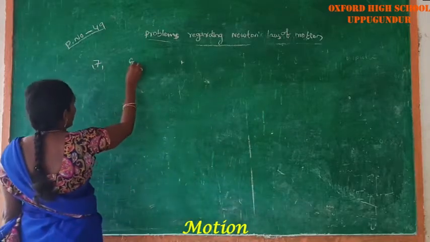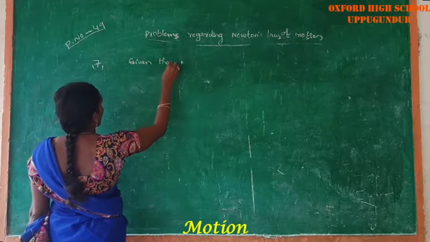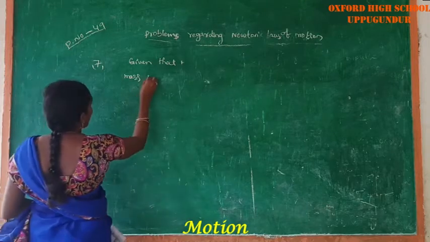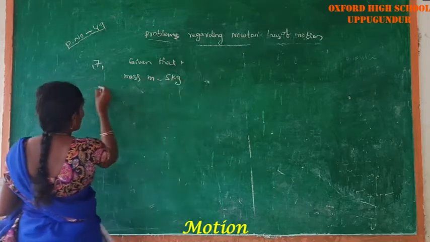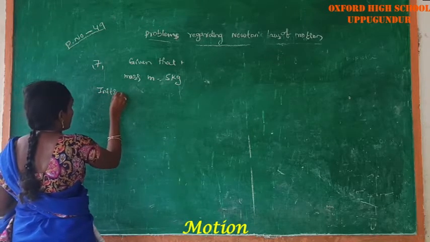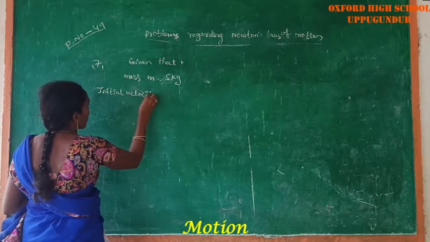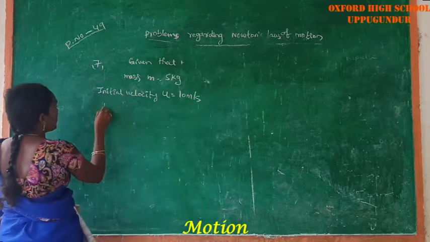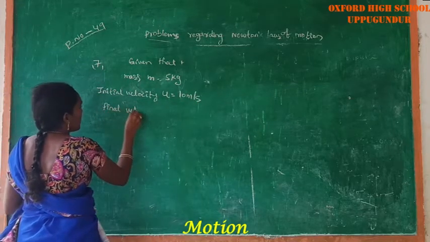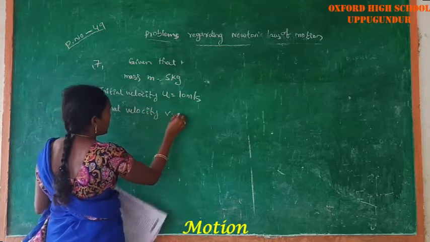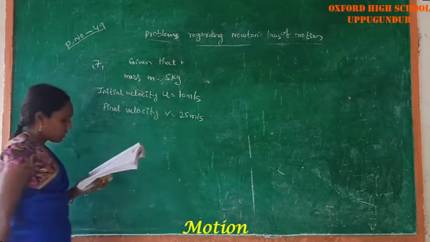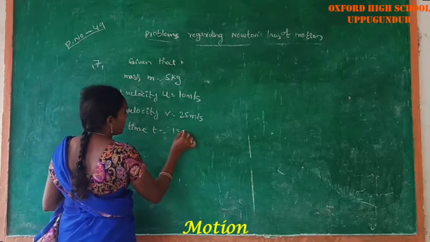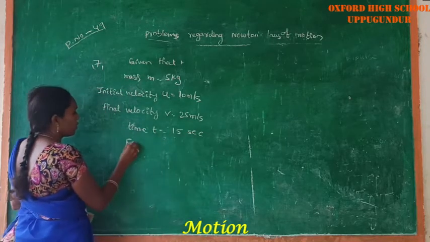Given that mass m is equal to 5 kg, initial velocity u is equal to 10 meter per second, final velocity v is equal to 25 meter per second, and time interval t is equal to 15 seconds. Now find the force.